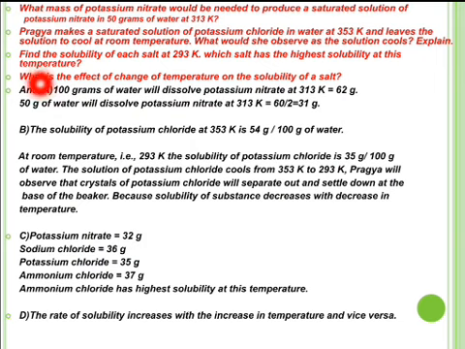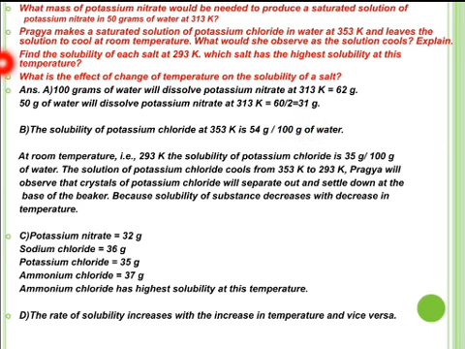Now see, 100 grams of water will dissolve potassium nitrate at 313 Kelvin is equal to 62 grams, and 50 grams of water will dissolve potassium nitrate at 313 Kelvin is equal to 62 divided by 2, that is 31 grams. It means 31 grams of potassium nitrate will dissolve in 50 grams of water at temperature 313 Kelvin.